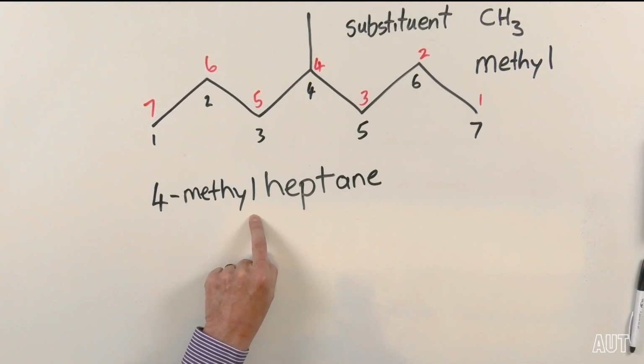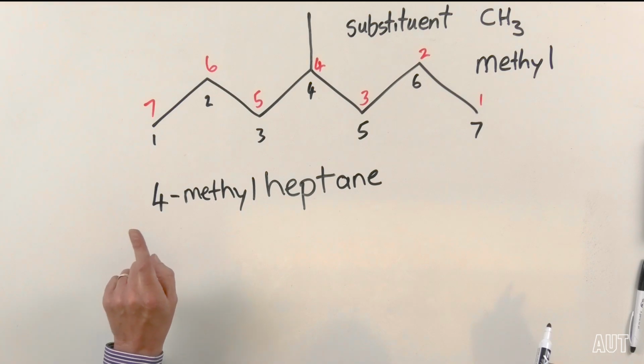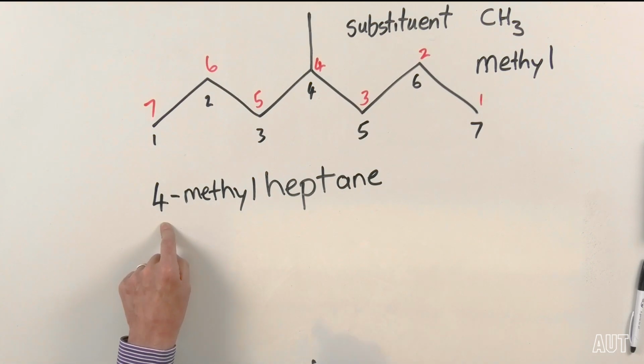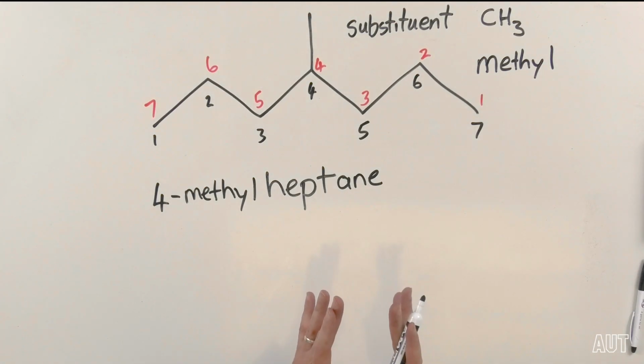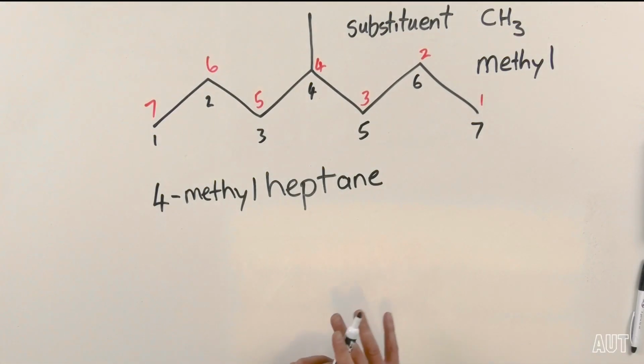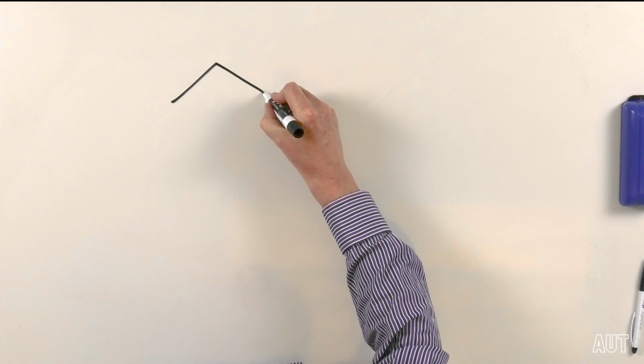Methyl means that we have a methyl substituent, a CH3 substituent, on one of the carbons of the longest carbon chain. 4 tells us that that methyl substituent is bonded to carbon 4 in the chain. 4-methyl heptane. Happy with that? Right. I'm sure you are. Let's then go for something, again, a little different.